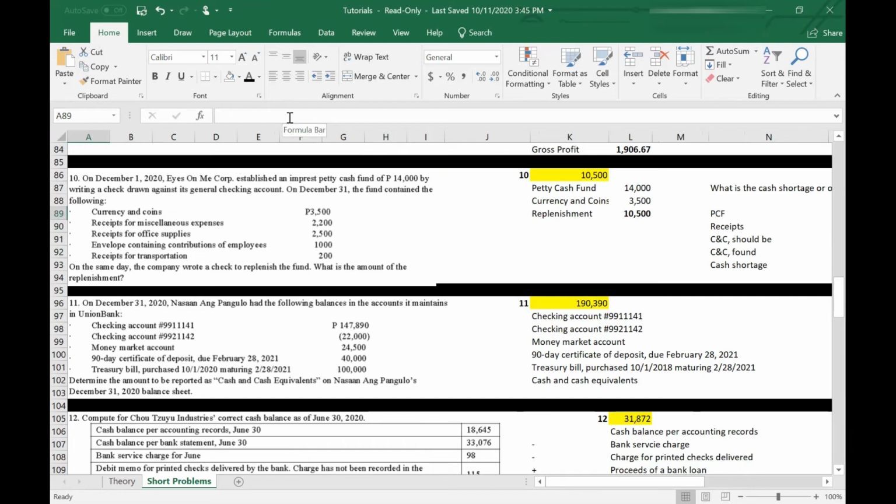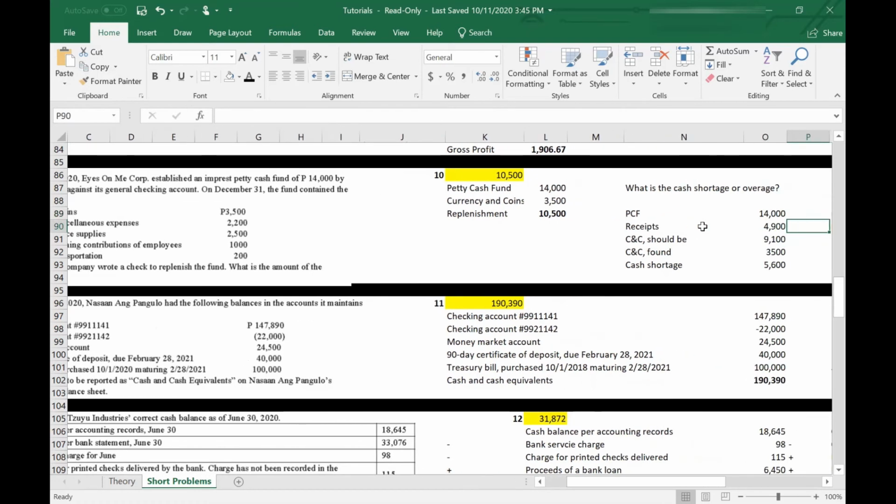You just simply ignore it. Why? Because this 1,000 was not included in the 14,000, since it's an envelope containing contribution of employees. It just happened to be placed with the petty cash fund. The question is, is the money for the contribution of employees inside the envelope? Yes. So if it's inside the envelope, it is not part of the 14,000. So we simply ignore it. Later on, I'll discuss what happens if it is no longer in the envelope.